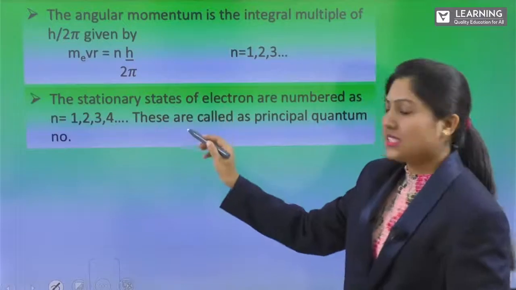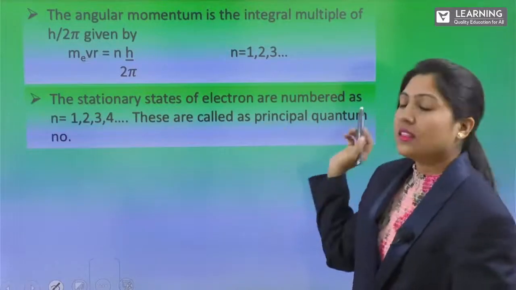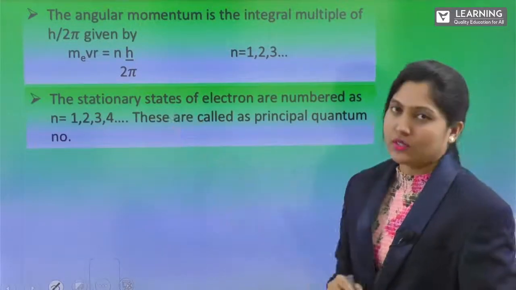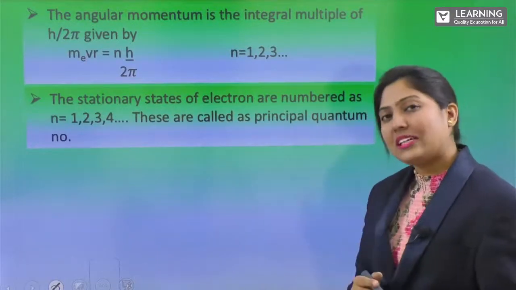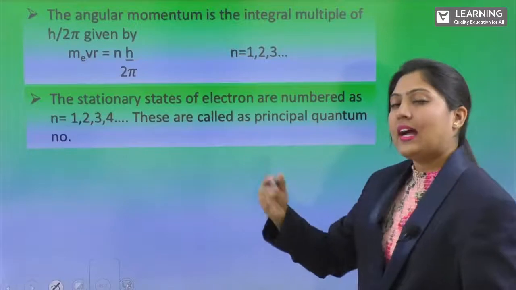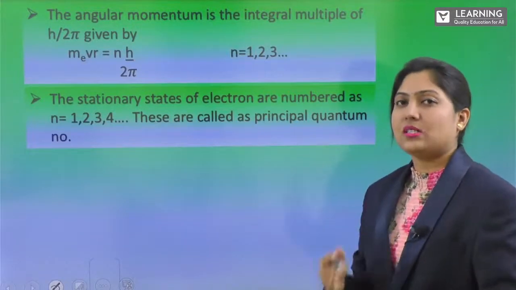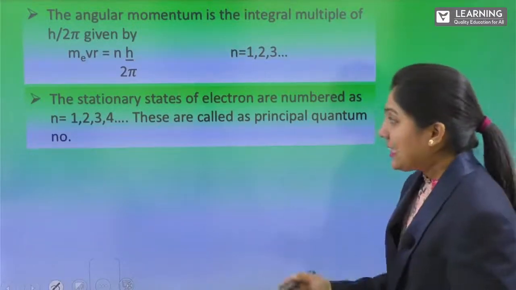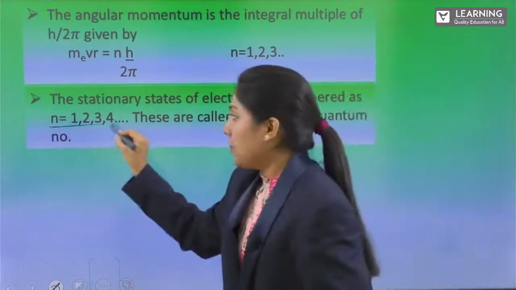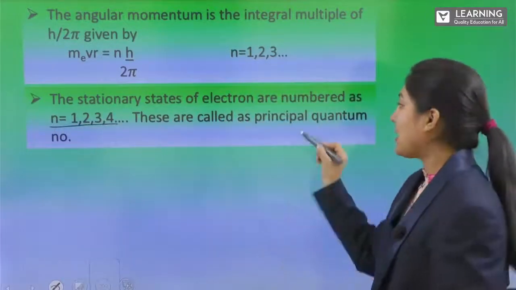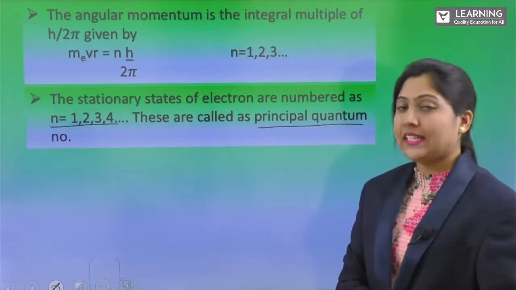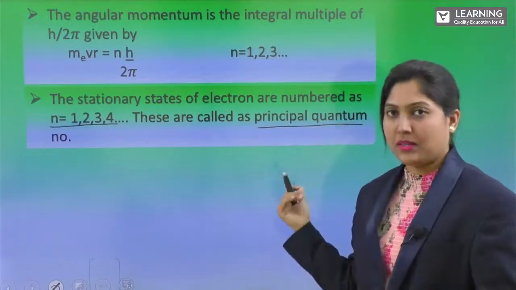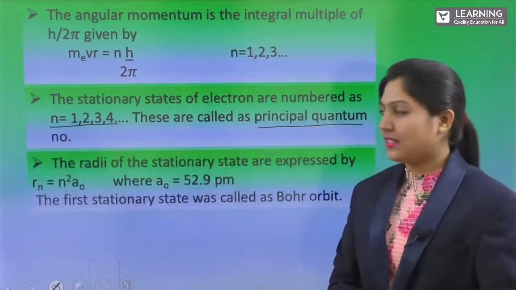The stationary states of electrons are numbered n is equal to 1, 2, 3, 4, as we discussed, K, L, M, N. So the first one, which is near to the nucleus, will be called 1, and successively we will call it 2, 3, and so on. And these orbits will be given by the principal quantum number. We'll study this principal quantum number in detail in quantum mechanics.